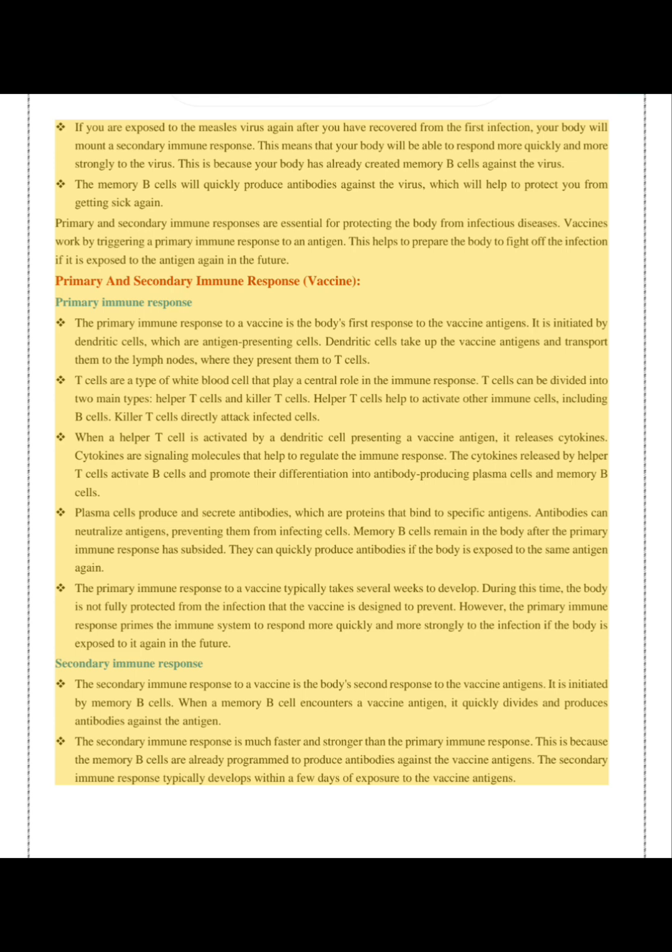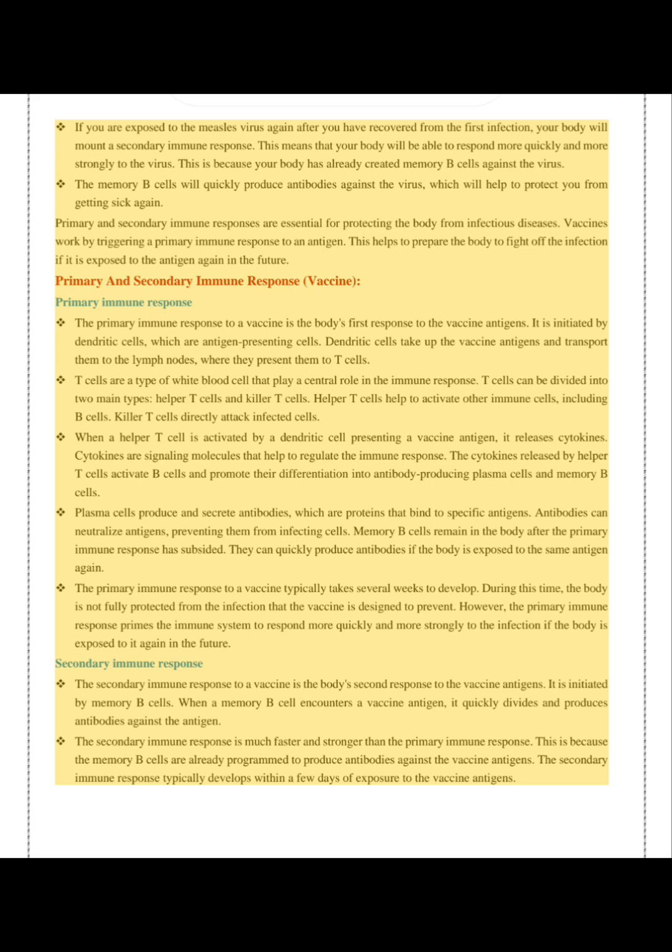Primary immune response. The primary immune response to a vaccine is the body's first response to the vaccine antigens. It is initiated by dendritic cells, which are antigen-presenting cells. Dendritic cells take up the vaccine antigens and transport them to the lymph nodes, where they present them to T cells. T cells are a type of white blood cell that play a central role in the immune response. T cells can be divided into two main types, helper T cells and killer T cells. Helper T cells help to activate other immune cells, including B cells. Killer T cells directly attack infected cells.